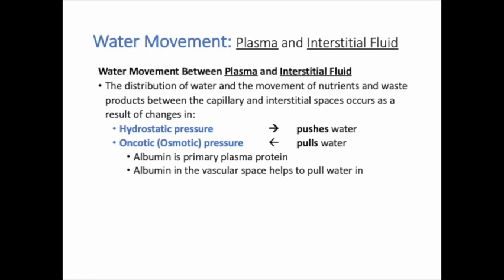Albumin is really important. It's the primary plasma protein that allows for oncotic pressure, and it's because it has the highest concentration. Osmotic forces within the capillary are balanced by this hydrostatic pressure, which is primarily determined by our blood pressure and how much blood volume we have. Albumin in the vascular space will help to pull water in. The movement of fluid that's moving back and forth across the capillary wall is called net filtration, and it's best described by the Starling hypothesis, which we're going to see on the next slide.